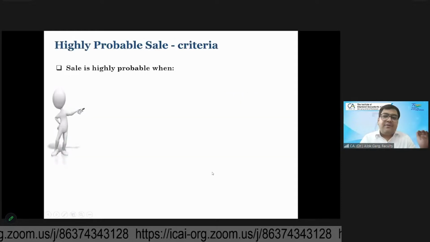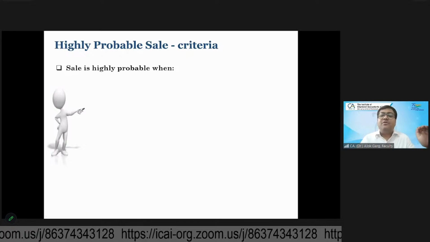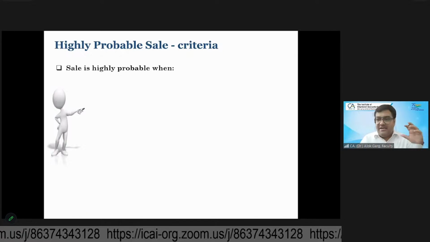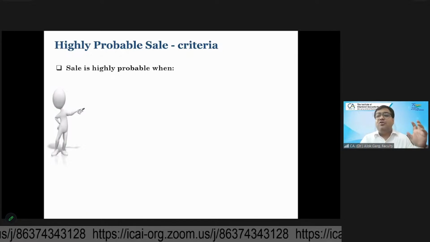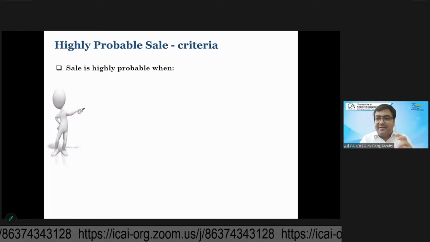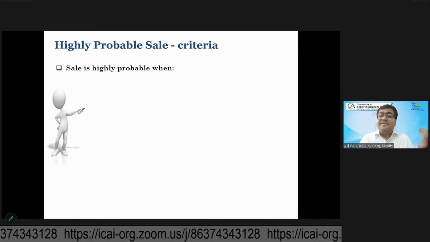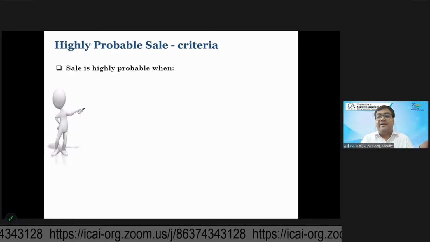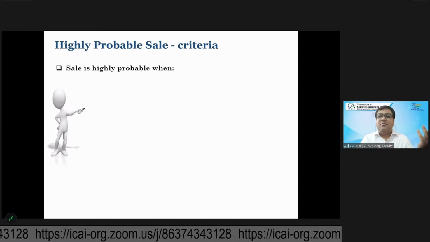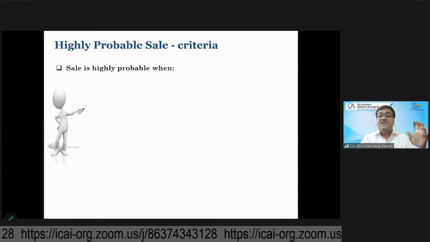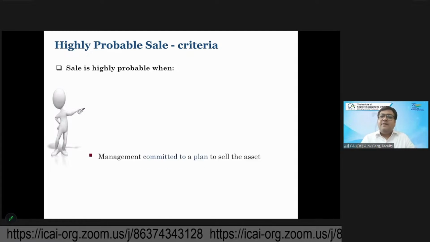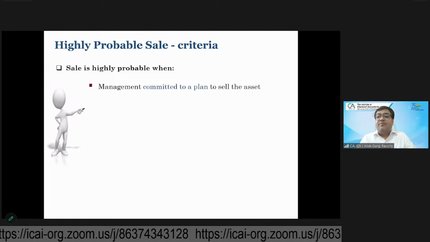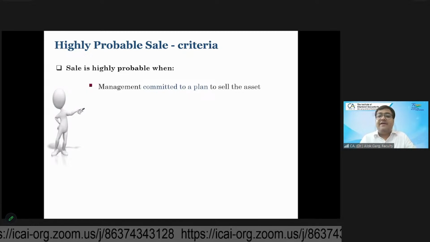So friends, the first criteria we have understood: available for immediate sale in present condition, and it shows your intent and ability to sell the asset. Now the second criteria is sale is highly probable, HP. Not Hindustan Petroleum, highly probable, HP. The sale will be considered as highly probable when five conditions are satisfied.